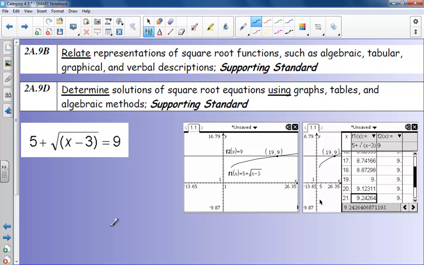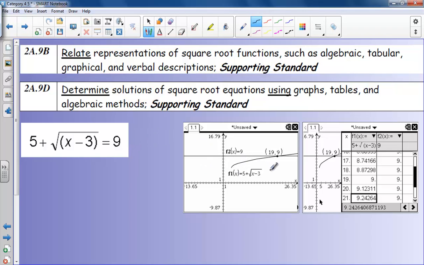So moving right along. 2A.9d says determine solutions of square root equations using graphs, tables, and algebraic methods. So first of all, because this is a timed test, when you are just asked to solve a square root equation like the one shown here, you're going to go to your graphs because that is the quickest method. It also eliminates any extraneous solutions. So in other words, when I'm doing this algebraically, I might get a solution that when I check it doesn't work. So it eliminates any of that, and it's just a whole lot faster.